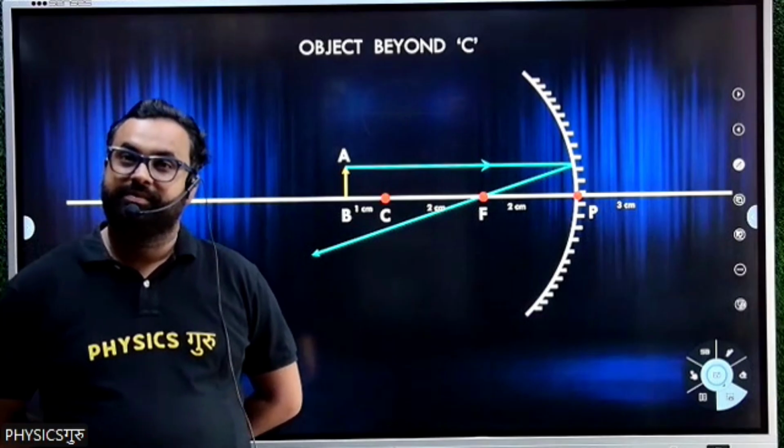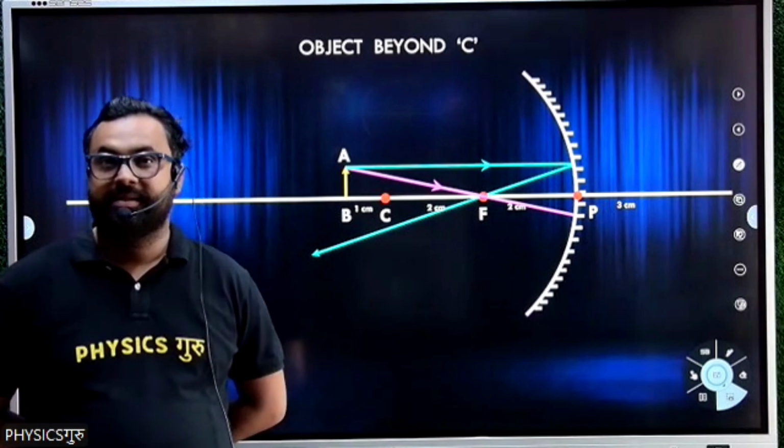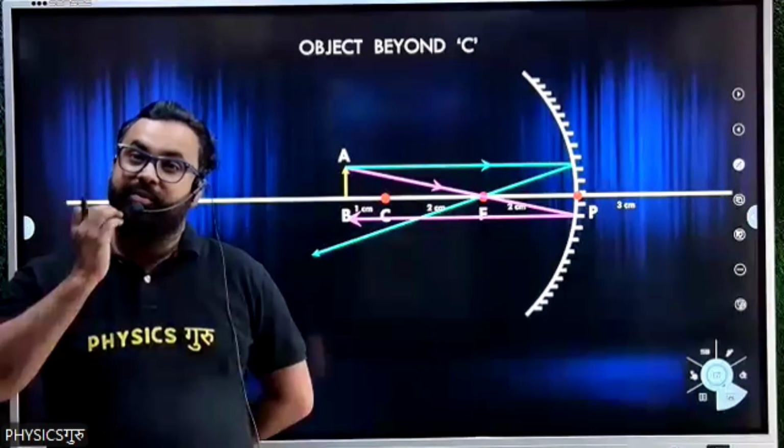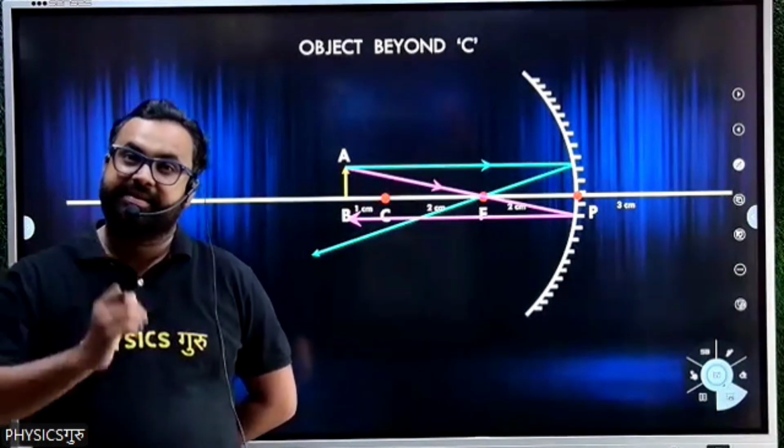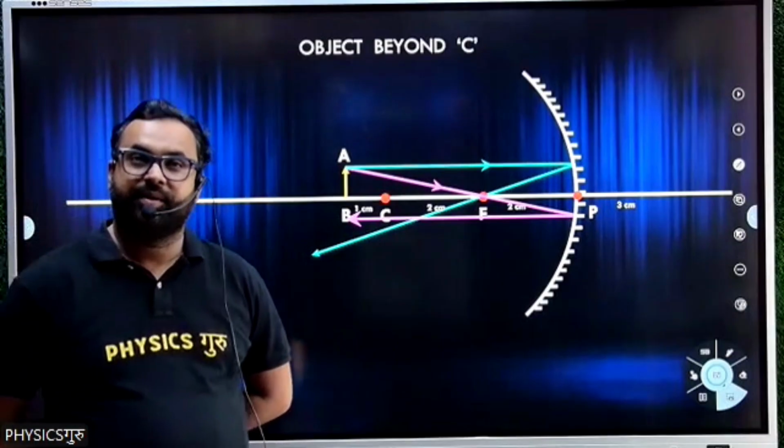Step number two, you need to pass a ray from the focus. After reflection, it moves parallel to the principal axis. This is step number two.